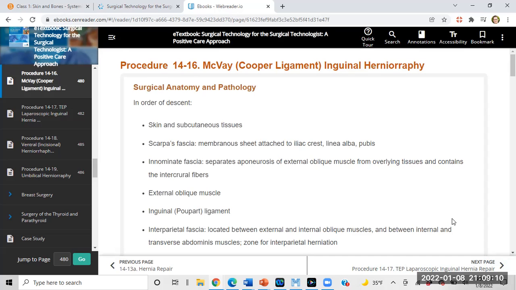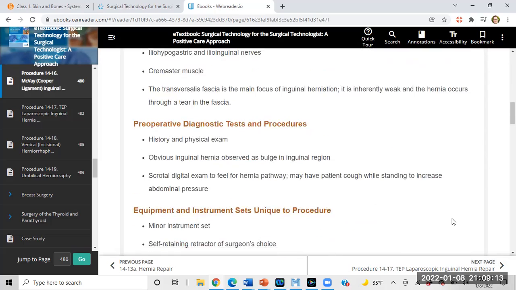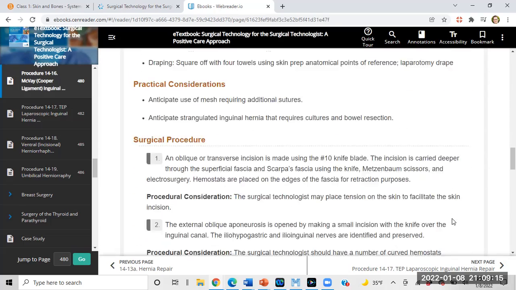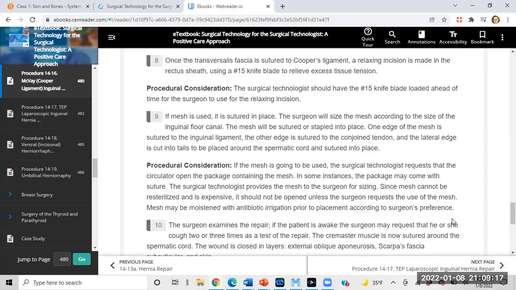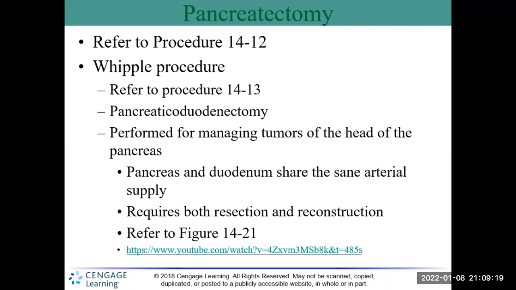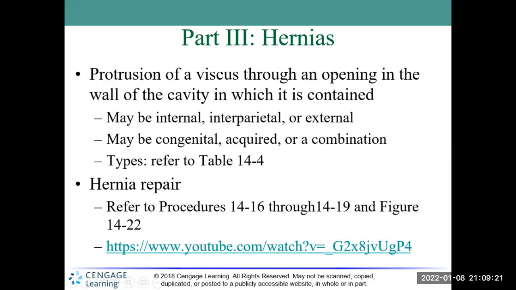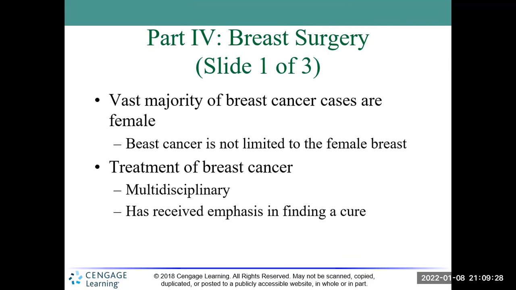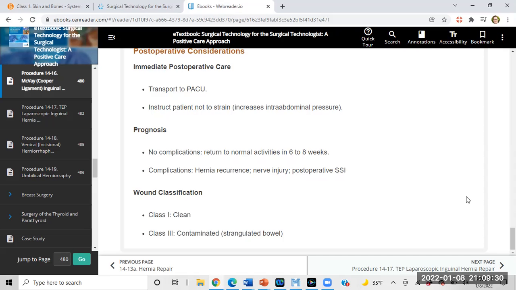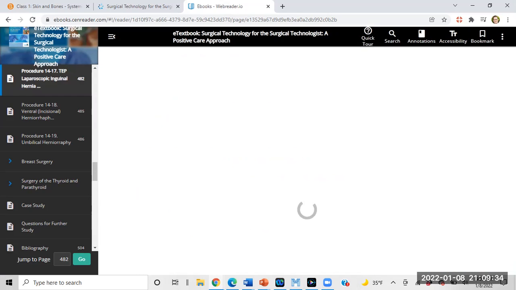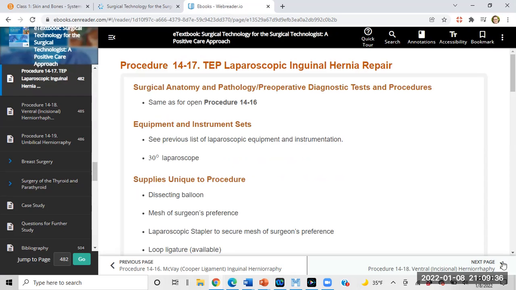Here's the McVeigh, the Cooper ligament. Let's see if it has imaging of it. No, it does not. Okay, let me see. I don't think this hernia repair that I had put in here was a Cooper ligament. So that would definitely be something that, especially once you get into your clinicals, you want to just watch some YouTube videos on that and get familiar.